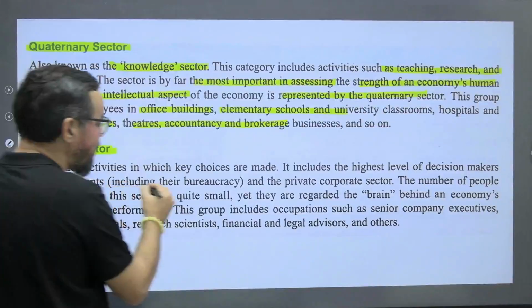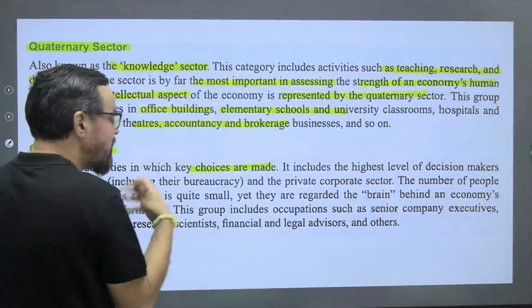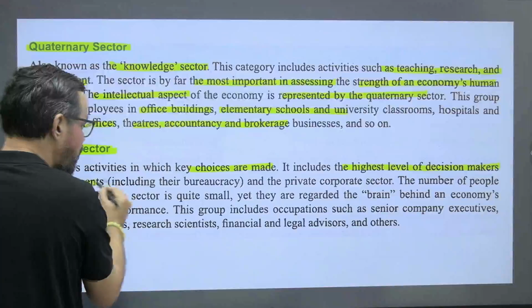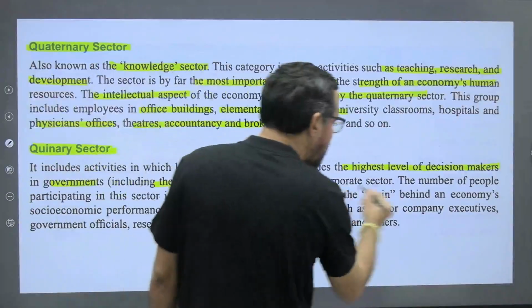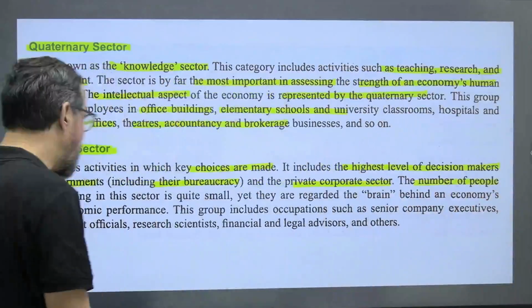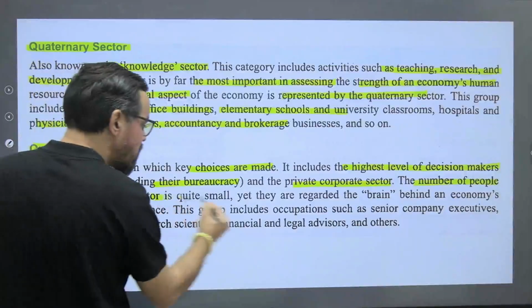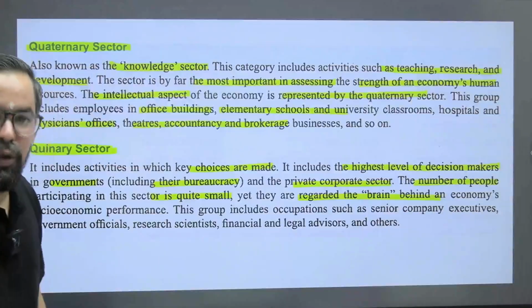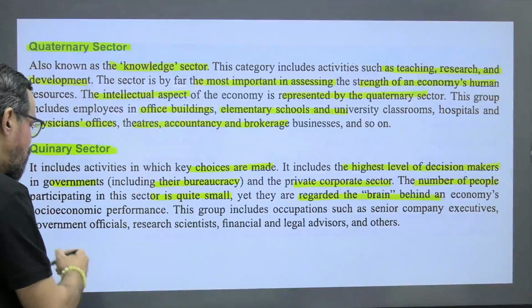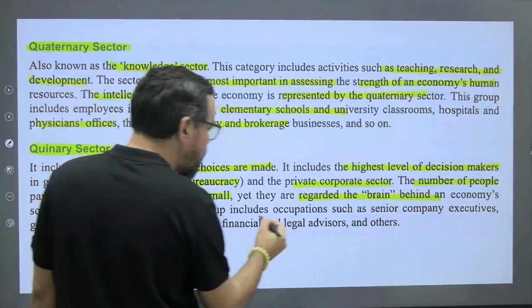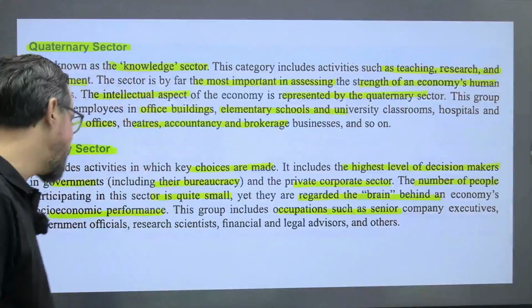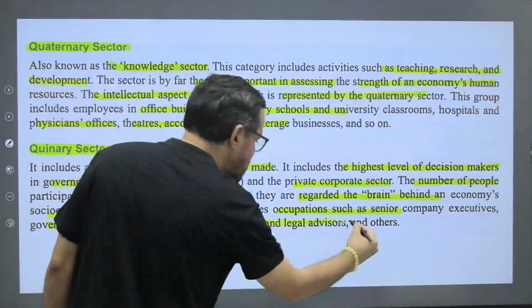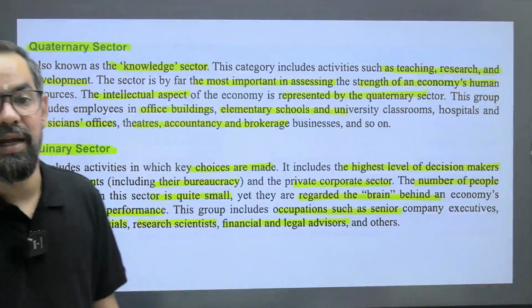So it includes activities such as where key choices are made. It includes the highest level of decision makers in government, including the bureaucracy, and in private corporate sectors. The number of people participating in this sector is quite small, yet they are regarded as the brain behind the economy. So they are generally known as the brain behind the economy's socio-economic performance. This group includes occupations such as senior company executives, government officials, bureaucrats, research scientists, financial and legal advisors, and others. They are generally categorized under this one.